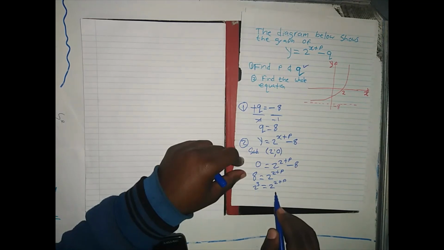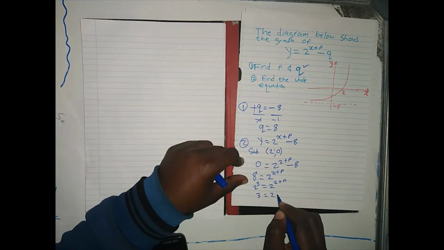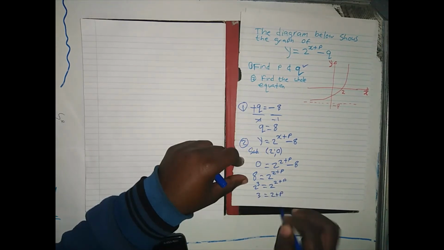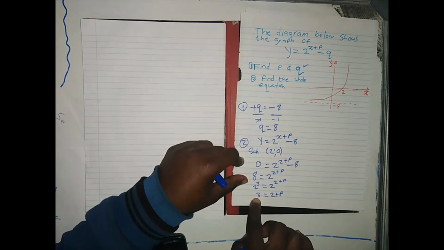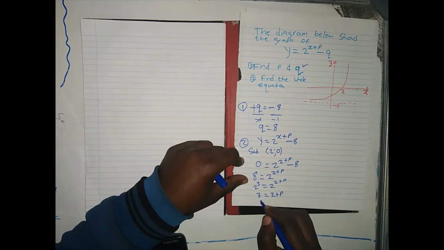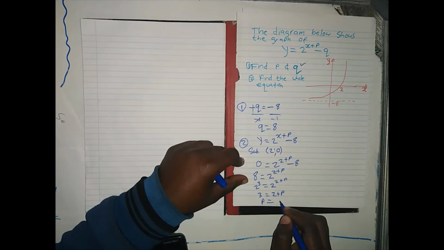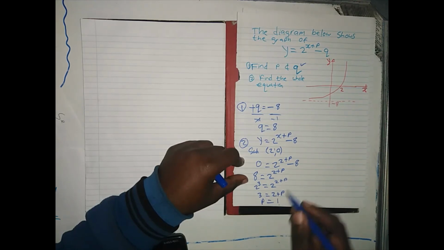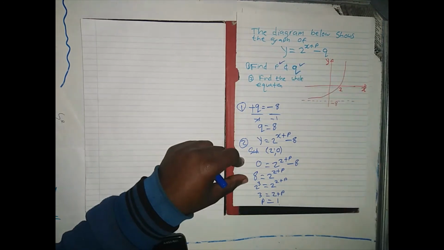Now the bases are the same, so you drop the exponent. So you're going to have 3 is equal to 2 plus p, and then when you take 2 to this side, it's going to be 3 minus 2. So basically p is going to be what? 3 minus 2 is 1. So p is equal to 1. So now you found the value of p.